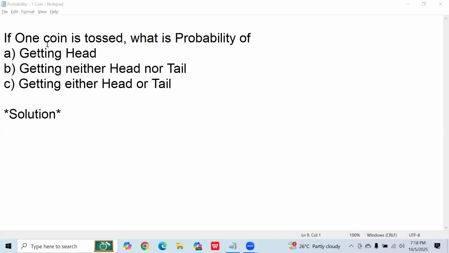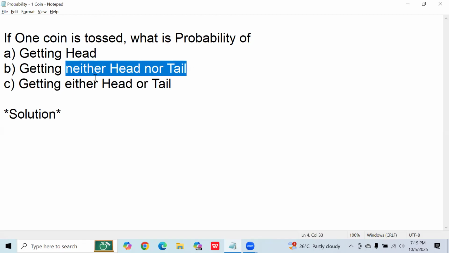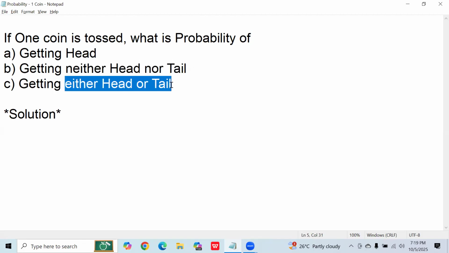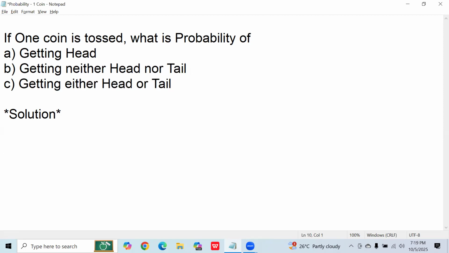Today we are going to solve a problem on probability. So, probability for one coin. Let's read the problem. If one coin is tossed, what is the probability of getting head, getting neither head nor tail, getting either head or tail? Before we solve the problem, let's write down the formula for probability.